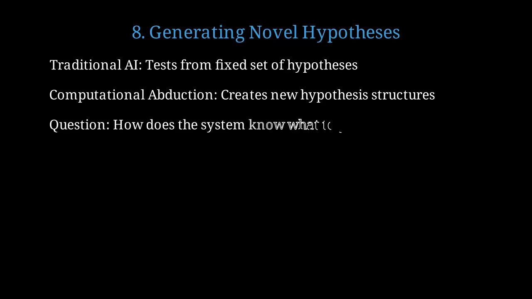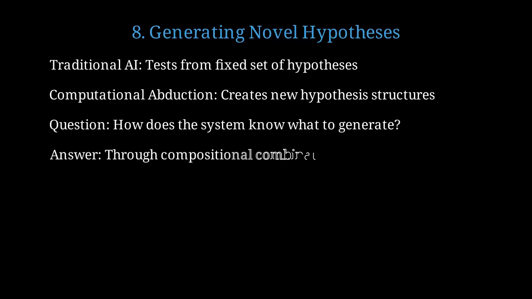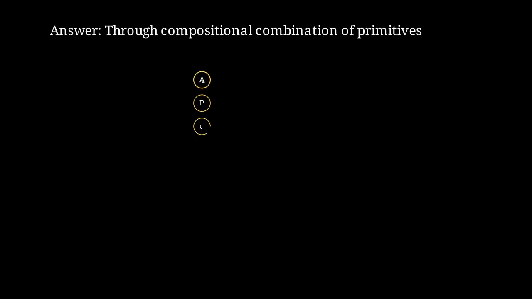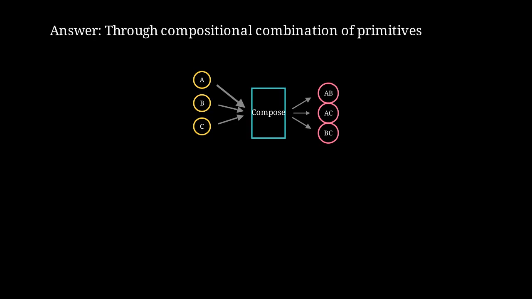You might ask, how does the system know what hypotheses to generate? The answer is through compositional combination of primitive concepts following learned patterns. Primitive concepts A, B, and C are compositionally combined to generate novel compound hypotheses like AB, AC, and BC.